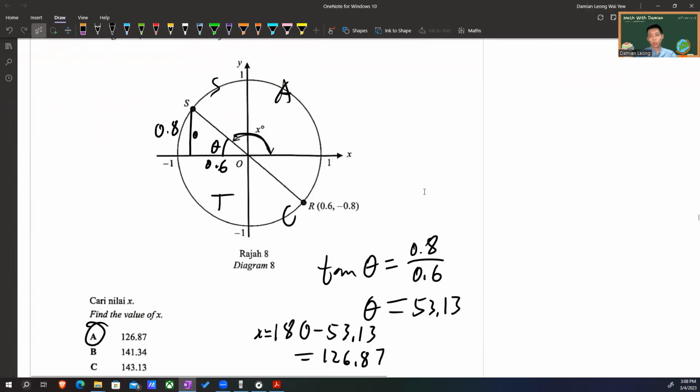If you don't want to use tangent, you can use sine and cos also. Use Pythagoras theorem, find this, use sine and cos. Doesn't really matter which you use. It's the same.